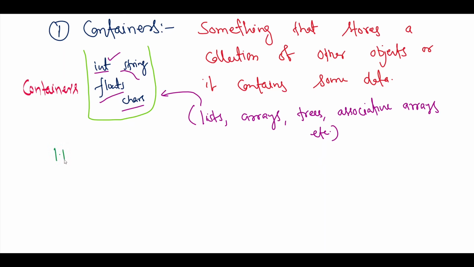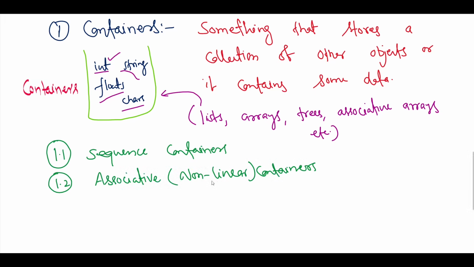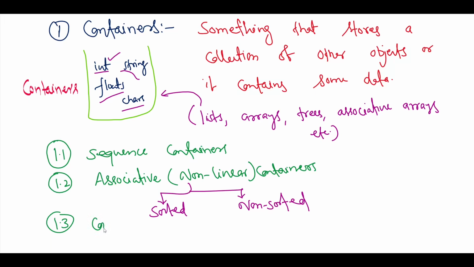The first container type that we have is sequence containers. The second type of container that we have is associative or non-linear containers. And this is further divided into two parts: one is sorted and another is non-sorted. The final container that we have is container adapters, and we are going to discuss all of these in much detail in later parts of this tutorial.